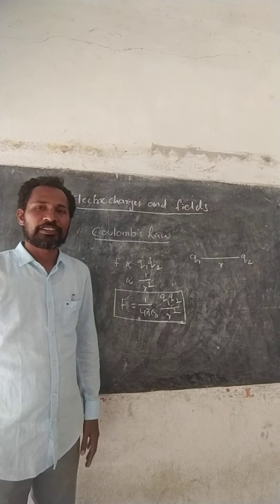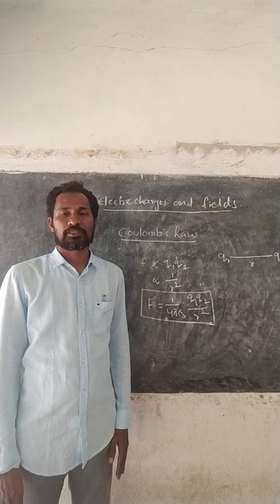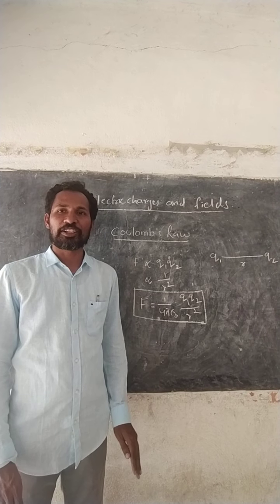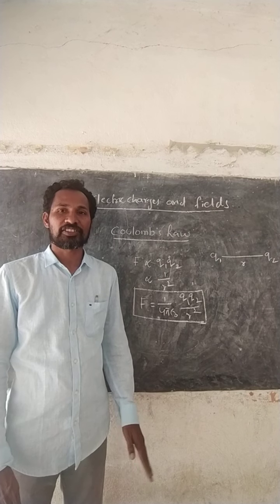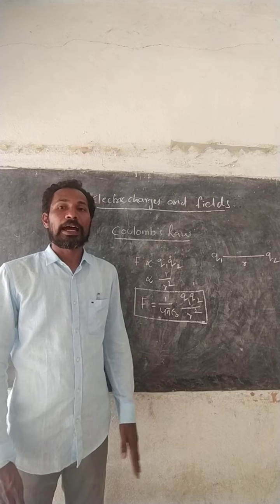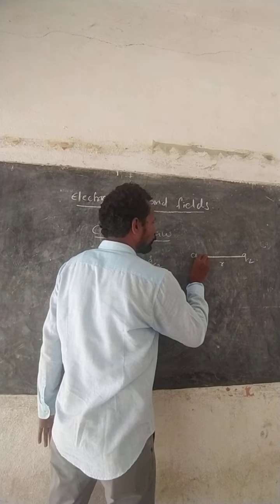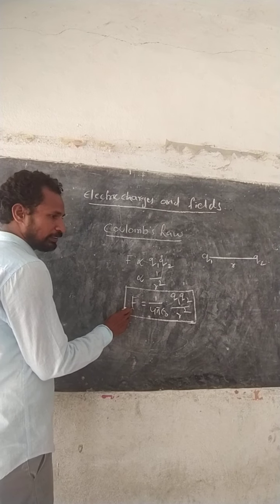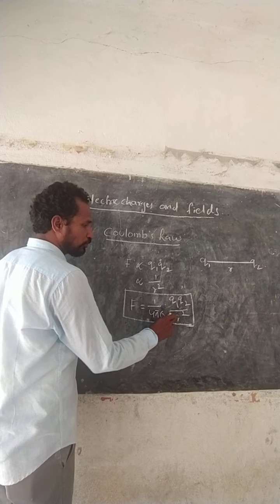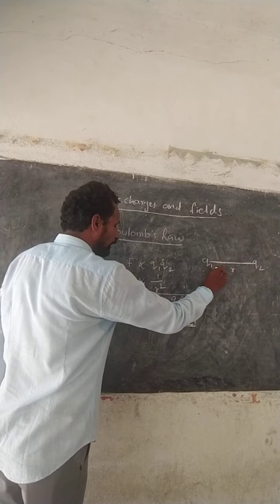The statement of Coulomb's law is: the force between two point charges is directly proportional to the product of their magnitudes, or charge strengths, and inversely proportional to the square of the distance between them, and this force acts along the line joining the two charges. The formula for the magnitude of force is F is equal to 1 by 4 pi epsilon naught Q1 Q2 by R square. Q1 and Q2 are the two charges, and R is the distance between the two charges.